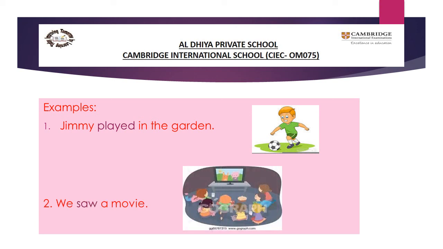We saw a movie. In this example, you can see here saw is a verb. How? Saw is the second form of see. I taught you yesterday. This is an irregular verb, right? Saw is an irregular verb, and this irregular verb shows us that this is past tense. Jimmy played in the garden. We saw a movie. So now we can understand the difference between present tense and past tense.